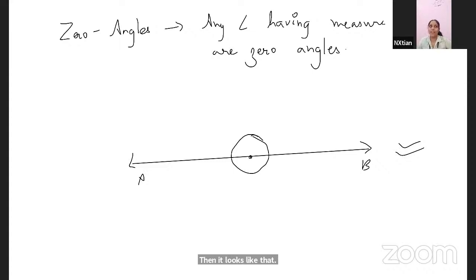Then 180 degree is the half of 360. It's covering the half part, half of 360, but double of 90. And zero angle means there isn't really any angle made. We don't have any angle because it doesn't have a measure. So you can just draw a straight line for the zero angle.